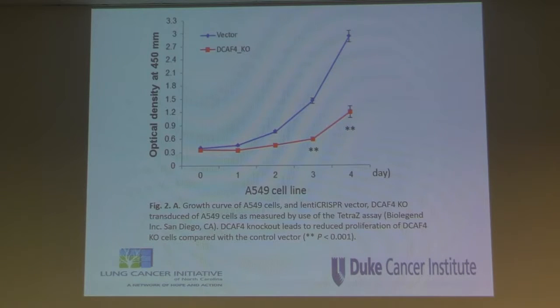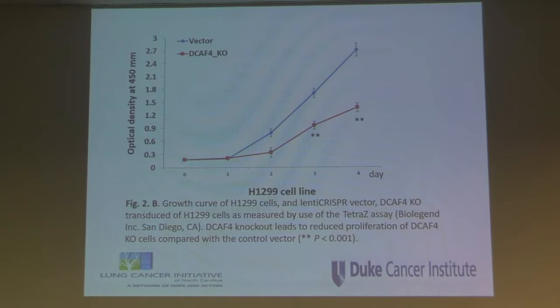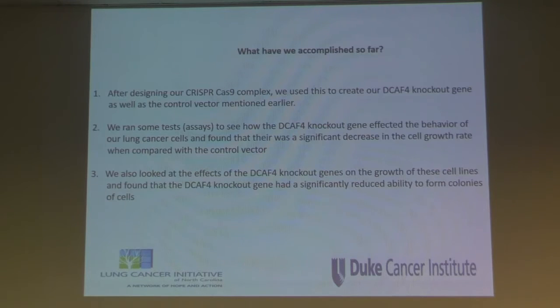And as you can see, that red line is not quite as severe. That is the DCAF4 knockout right there, and the one that's shooting way up is the control vector. And this is in the other lung cancer cell line.